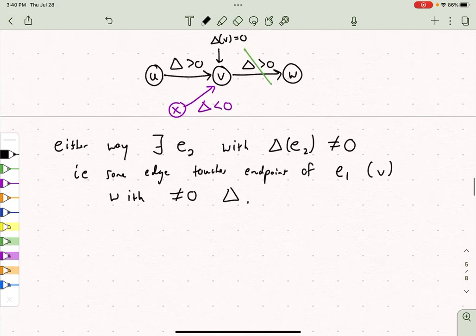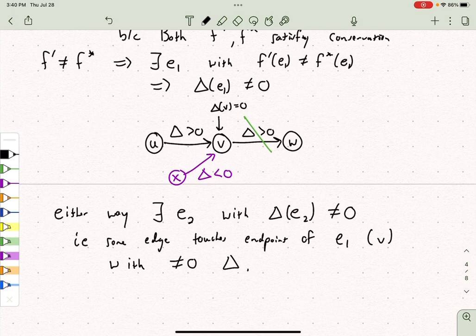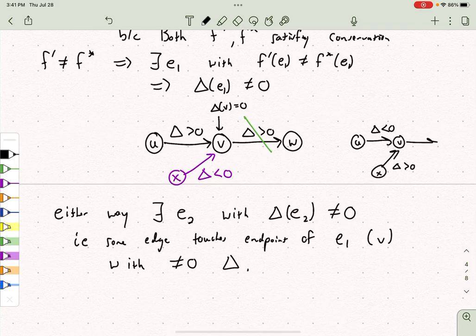And so we can keep doing this because this argument repeats. So it's also true if you had, say, U to V was delta less than 0, it's the same thing. The only difference is now this one's going to be delta greater than 0, and this one will be delta less than 0. And you can also do the same thing with the incoming edges too. Either way, we can do this.